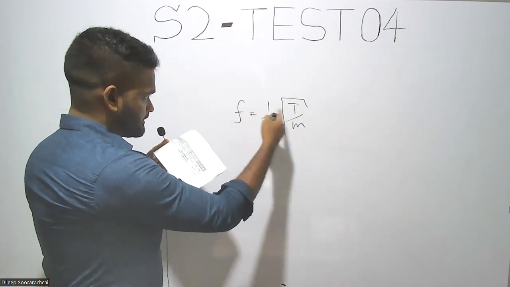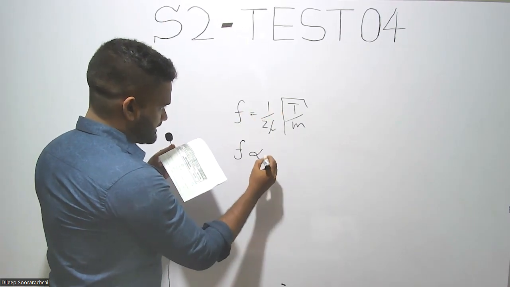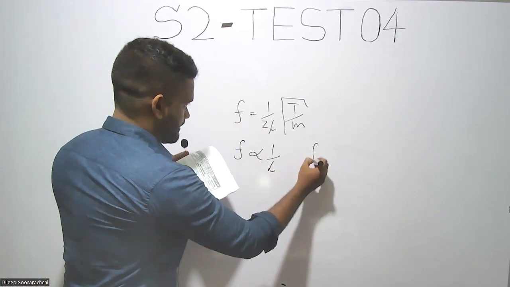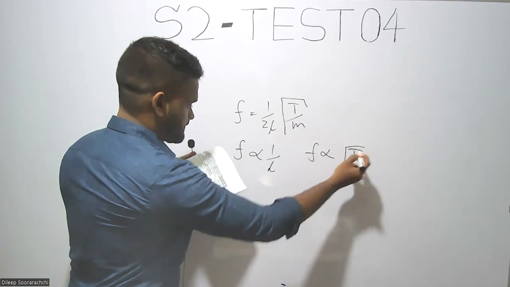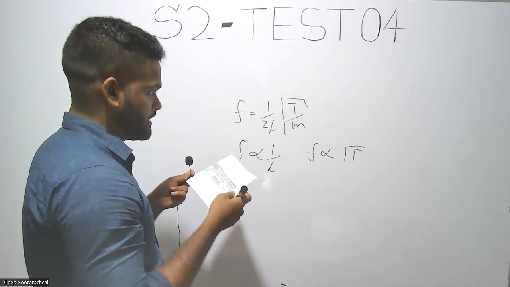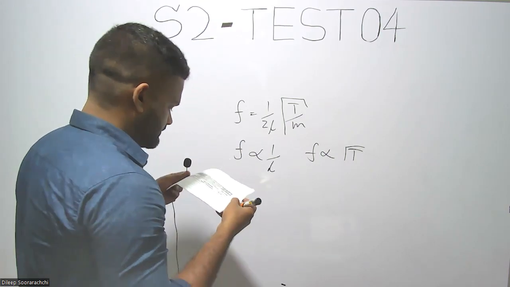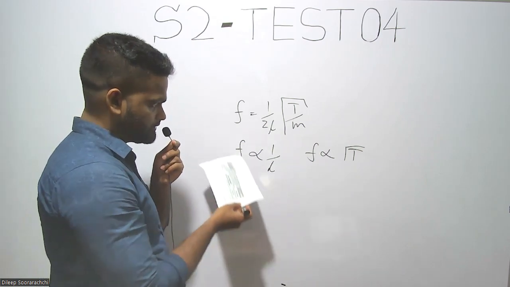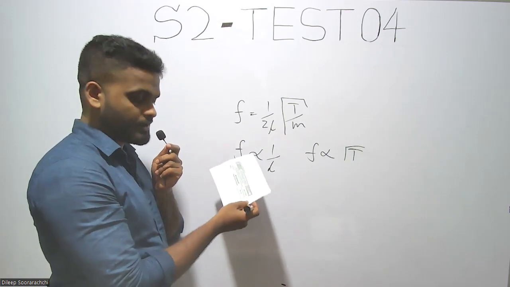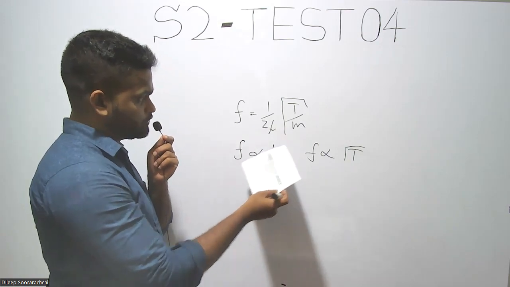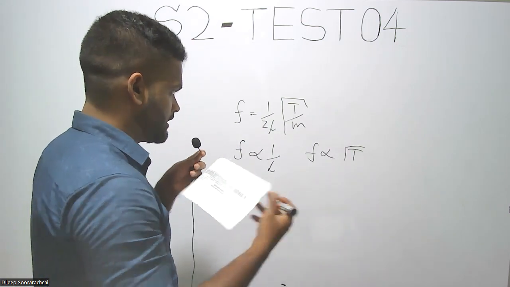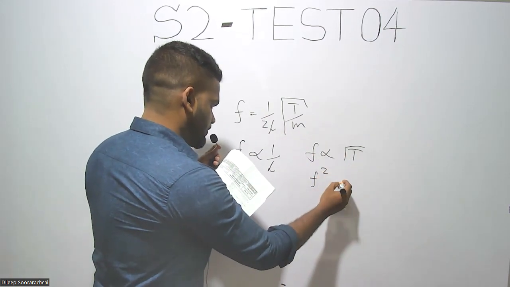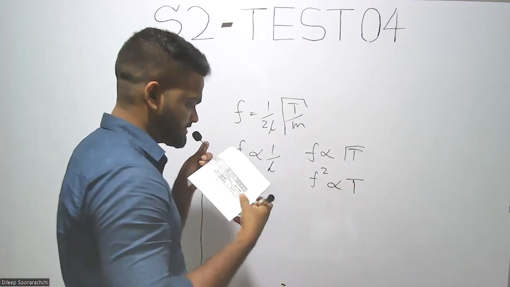According to this equation, we can get these proportionalities: f proportional to 1 over L, and f proportional to root T. In these answers, we can see that we don't have the combination f proportional to 1 over L, so I'll move on to this proportionality. If you consider this one, you just have to square both sides. So you get f squared proportional to T.